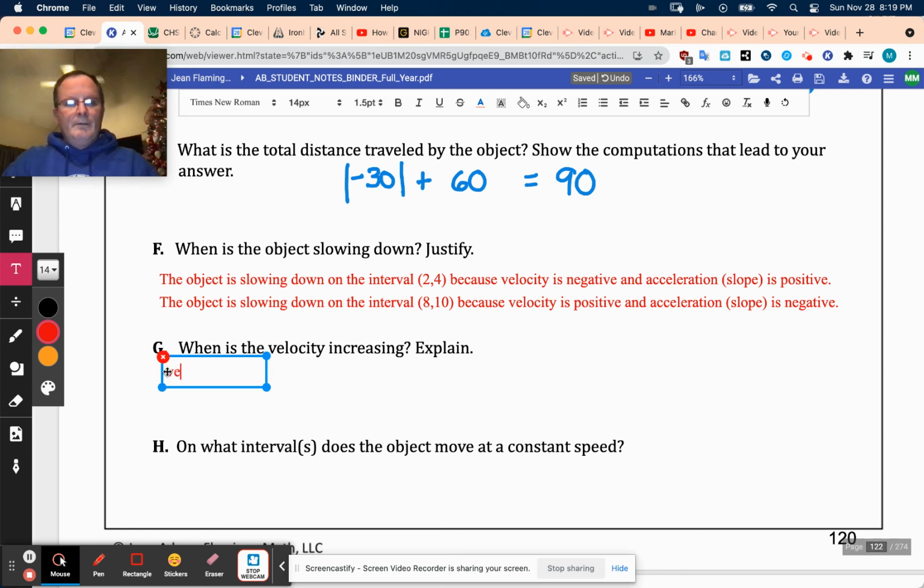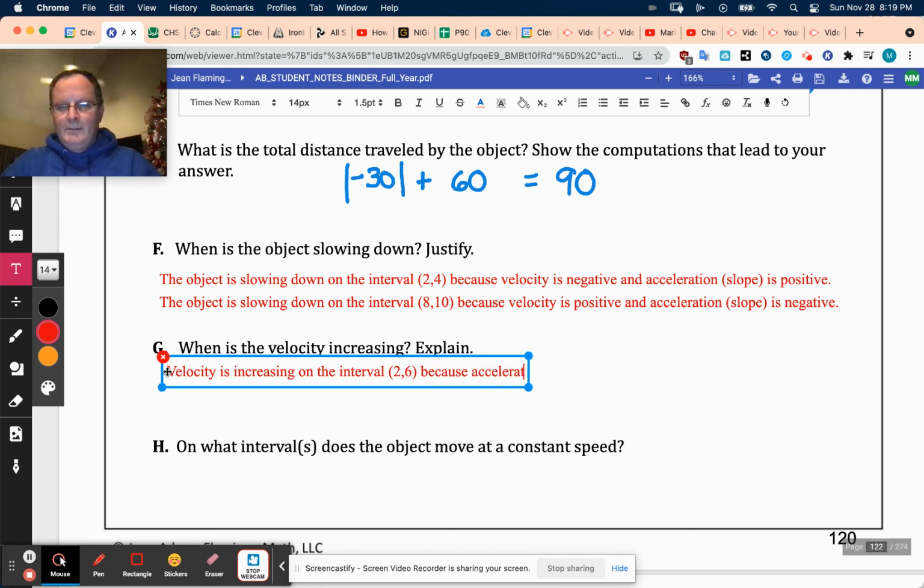Velocity is increasing on the interval 2 to 6, because acceleration, again, slope. Slope is what I looked at.